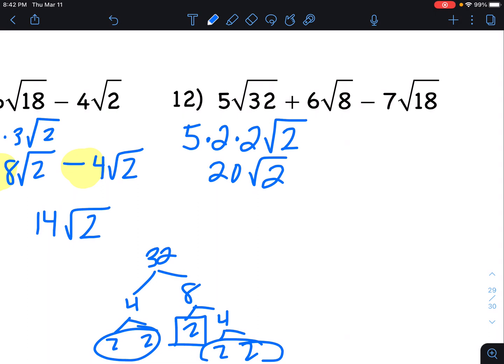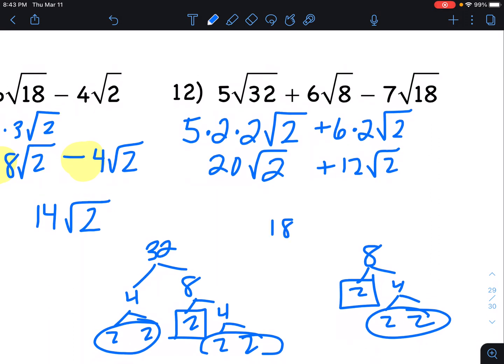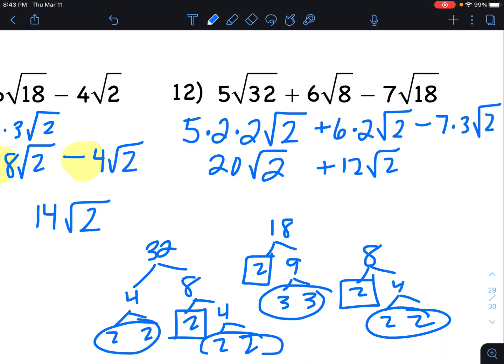Okay, now we're going to break down the 8. So 8, 2 times 4. 4 is 2 times 2. So a 2 comes out. This 2 stays in. So that'll be plus 6 times 2 that comes out, root 2. So plus 12 root 2. And then now the 18. 18 is 2 times 9. 9 is 3 and 3, so 2 of a kind. A 3 comes out, this 2 stays in. So minus 7 times the 3 that comes out, root 2. Minus 7 times 3 is 21 root 2.